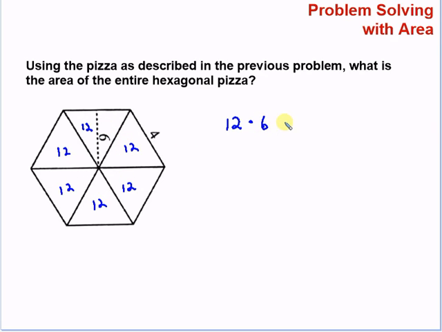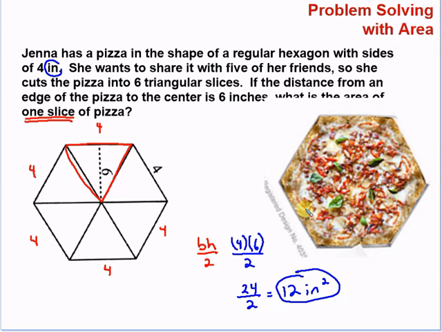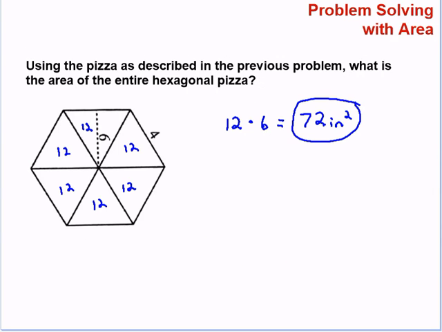12 times 6. And do you know what 12 times 6 is? Punch it in your calculator if you need to: 72, and 72 inches squared is the area of the entire pizza. One piece of pizza was 12 inches. When you add all the slices together, 1, 2, 3, 4, 5, 6, you get a total area of 72 inches squared.